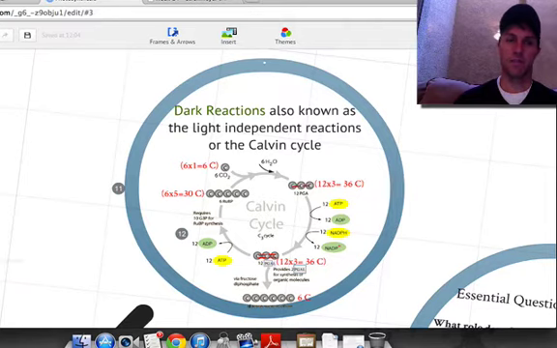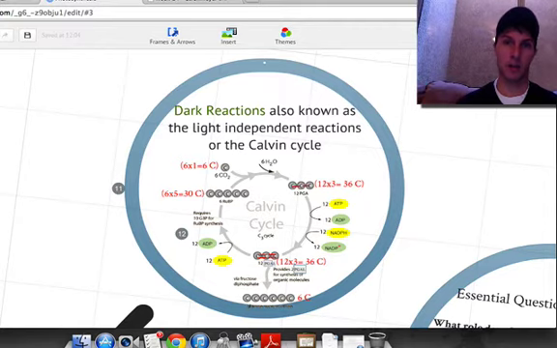So that is the light reactions. We're taking in light and water, splitting that water, and we're making oxygen, ATP, and NADPH. The oxygen is released, and the NADPH and ATP come over to the dark reactions. Now the dark reactions are also known as the light-independent reactions or the Calvin cycle.